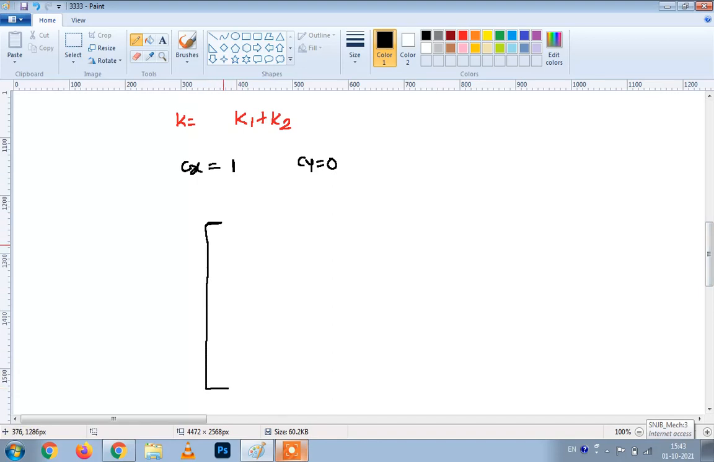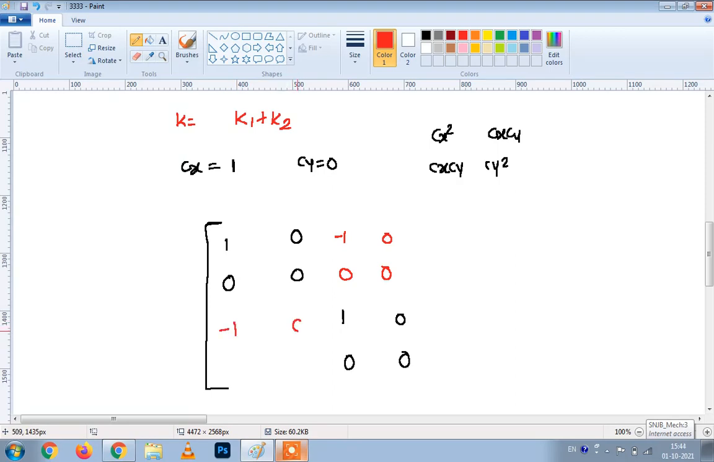Cx square, so it is 1, Cxcy, because we need to find out these four values: Cx square, Cxcy, Cxcy, Cy square. So Cx into Cy, 1 into 0, will become 0. Here it is also 0, and Cy square, 0 square, is also 0. So we just need to repeat this value, 1, 0, 0, 0. We have to change the sign: minus 1, 0, 0, 0, minus 1, 0, 0, 0.